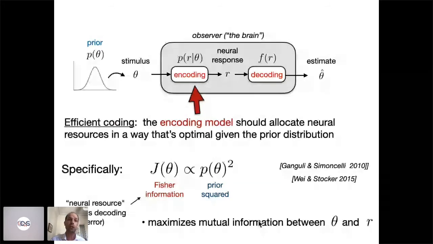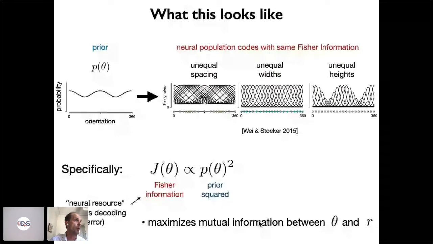Okay, what does that actually look like, to allocate Fisher information proportional to the prior squared? In a previous paper, Wei and Stocker actually considered this question in more detail, and they showed that you can achieve this unequal allocation of resources in several different ways. So for example, if I have a prior distribution that looks like this, a little bit like the orientation prior, cardinal axes have a higher probability of having a stimulus, whereas the oblique axes have lower probability. I could achieve that in several different ways.